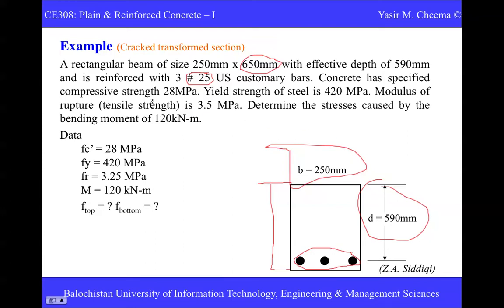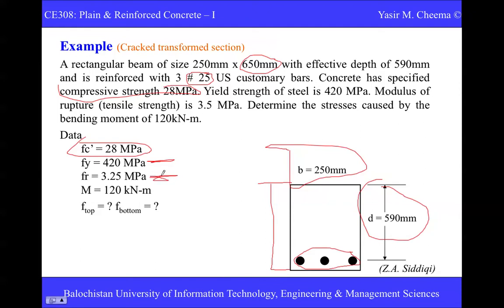Further, it is given that the compressive strength of concrete is 28 megapascal. Here we write f'c as 28 megapascal. Further is the yield strength of steel, which we represent by fy, and it's 420 megapascal. Further, the modulus of rupture, in terms of tensile strength, is given as a maximum of 3.25 megapascal.